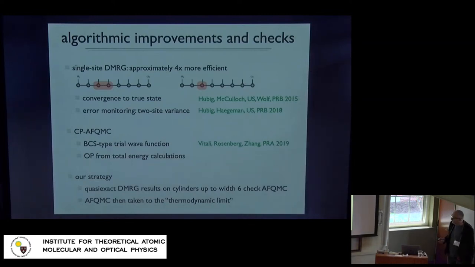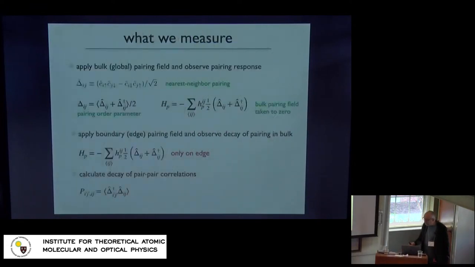Now, the strategy of the whole thing is that we take the quasi-exact DMRG results on cylinders up to width 6 to basically nail down the precision of the AFQMC as good as we can. And then we take the AFQMC, which does not have these size restrictions, to take the results to the thermodynamic limit. And the results for, so what we measure here is basically typically three quantities. We apply a pairing field globally, and then we observe the pairing response, whether this also survives if we take the pairing field towards zero, or we apply a pairing field at the edge of the system, see how the superconducting order parameter decays into the system, or we calculate, which is the hardest, the pair-pair correlations, how they decay.